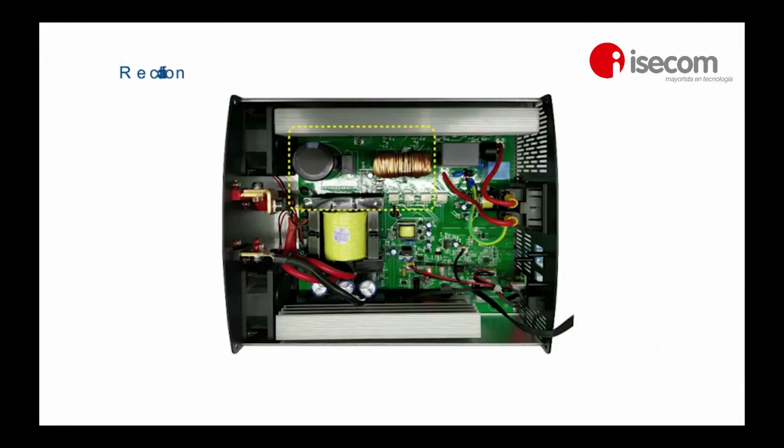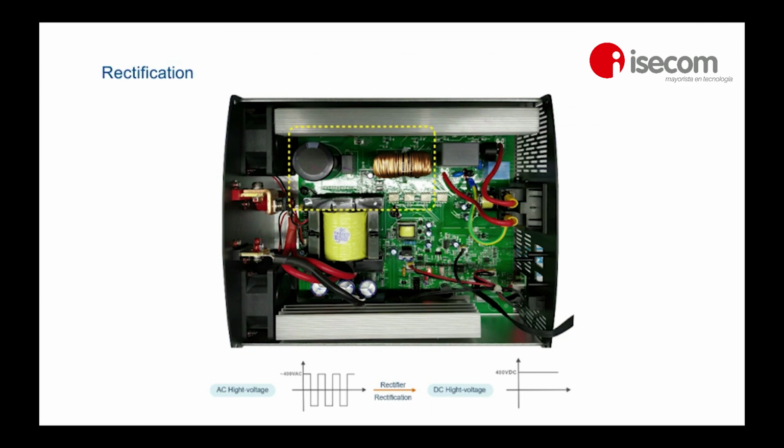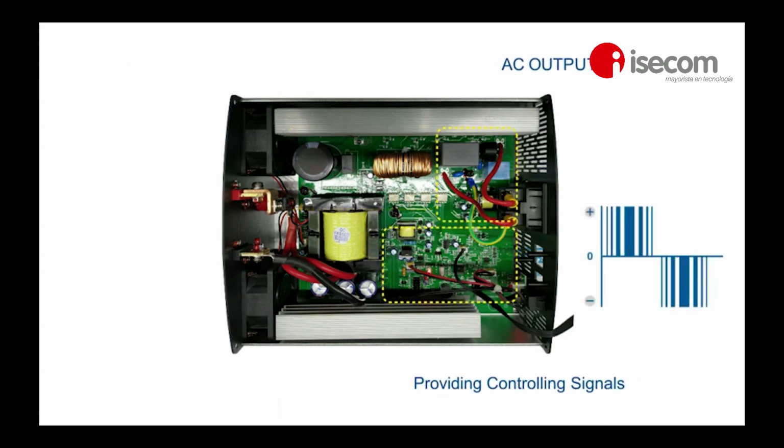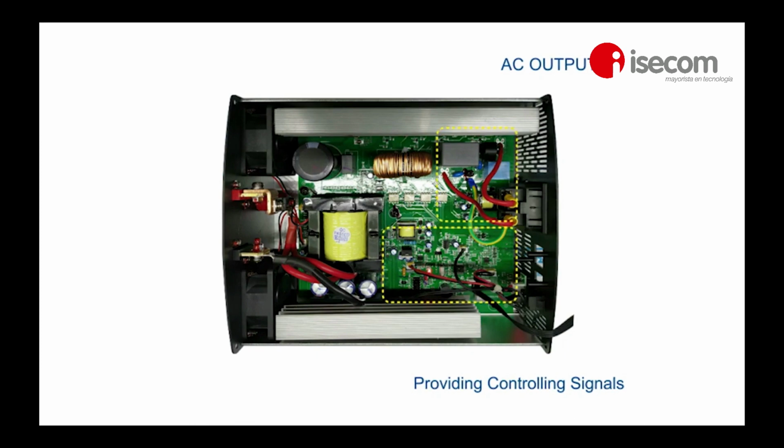At part 2, there is the high voltage rectifier, and it is for boosting the voltage and preparing it for pulse width modulation. Part 3 and Part 4 provide the control signals and prepare the pure AC output. This is provided by sine pulse width modulation.